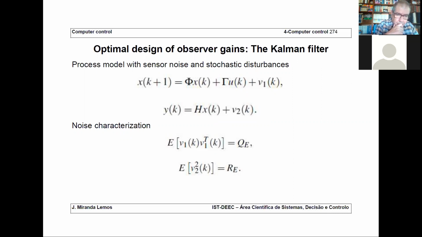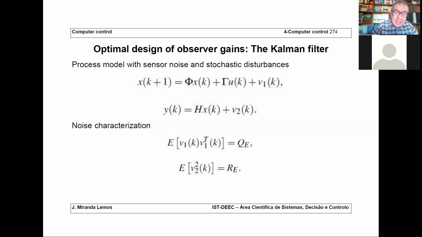Now, one thing is you must know these QE and RE matrices. If you have just one observation, then RE is a scalar. If you have several observations, this will be a matrix. Now, you can say, well, I'm going to make experiments on the plant and estimate QE and RE. This is very difficult to estimate.